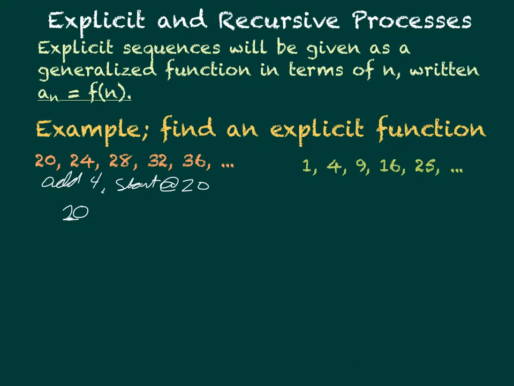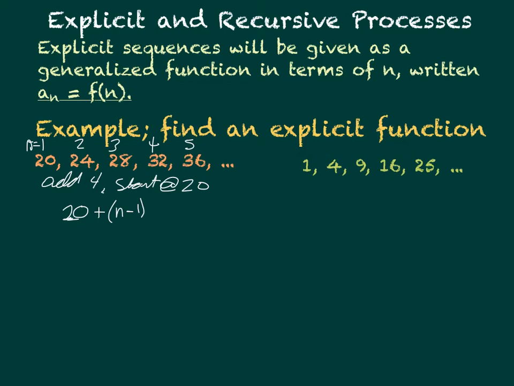Keep in mind that n is just the number that it is. So my n would be 1 for the 20, and 2 for the 24, 3 for the 28, 4 for the 32, 5 for the 36, and so on. So each number is the next n in line. So somehow I have to use a 1 and an n to get 20 for my first number. So if I go 20 plus, well, n minus 1, because n minus 1 would be 1 minus 1, which is 0. 0 plus 20 is 20, so I get the right answer.